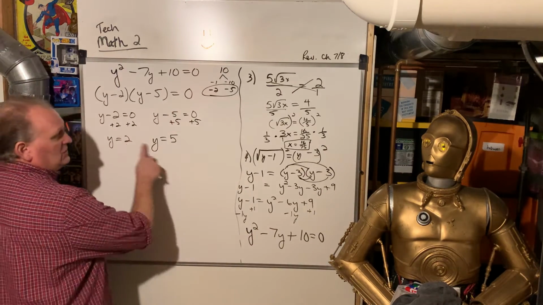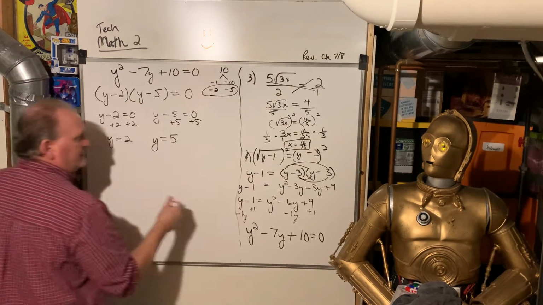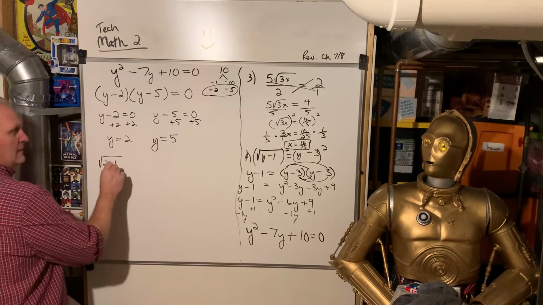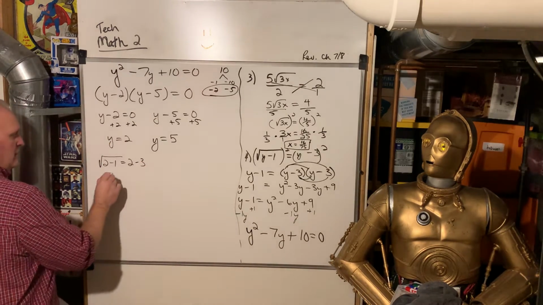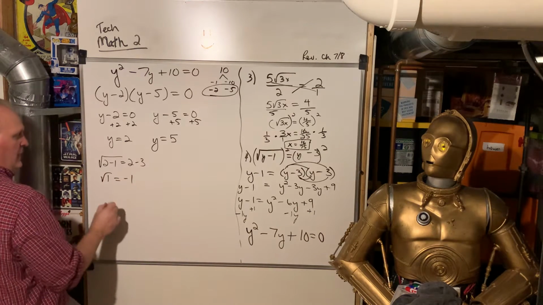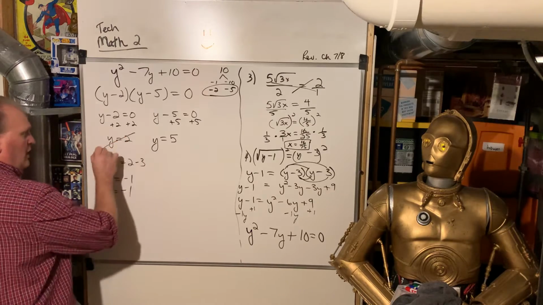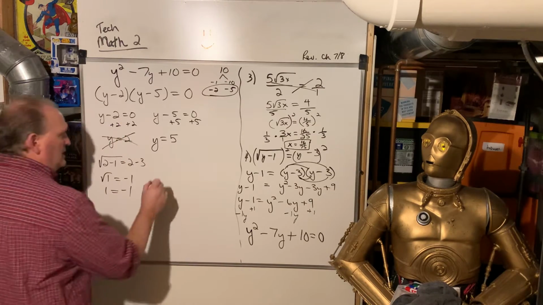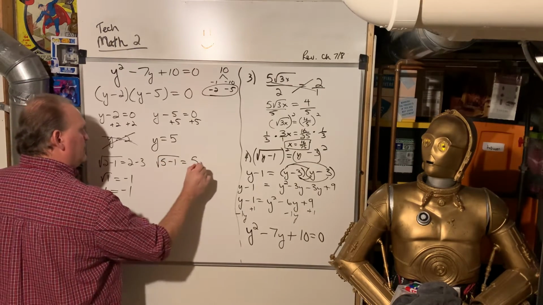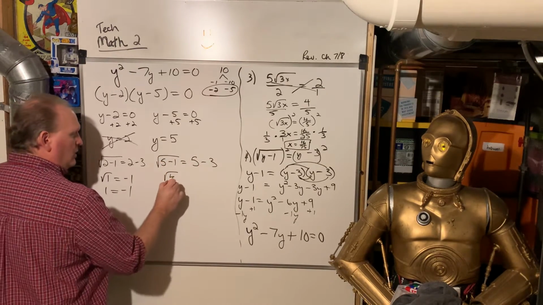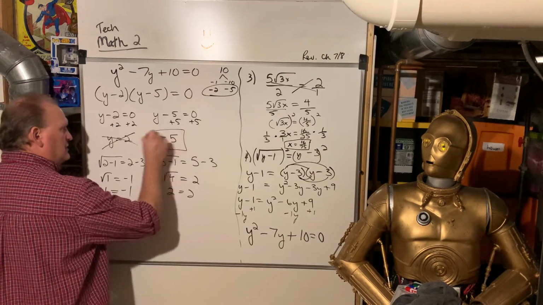If I pop in 2, I have 2 minus 1. Let's see if this gets us a true statement. The square root of 1 is equal to negative 1. 1 does not equal negative 1, so that's wrong. That's an extraneous solution. Let's try the 5. The square root of 4, does that equal 2? Yes. So this one works.